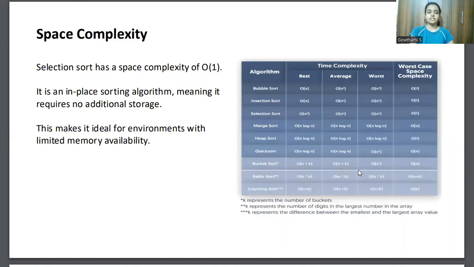What is the space complexity? Selection sort has a space complexity of big O of 1. It is an in-place sorting algorithm, meaning it requires no additional storage. This makes it ideal for environments with limited memory availability. It doesn't require any extra storage because the minimum value keeps changing during the iterations, and for every iteration there is no need to store a separate minimum value, as we'll be replacing the old minimum value with a new one.